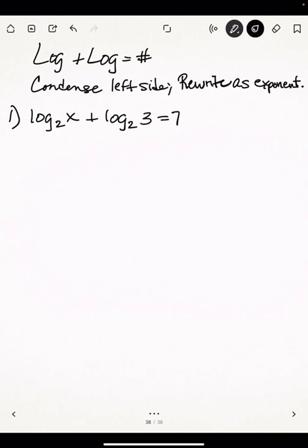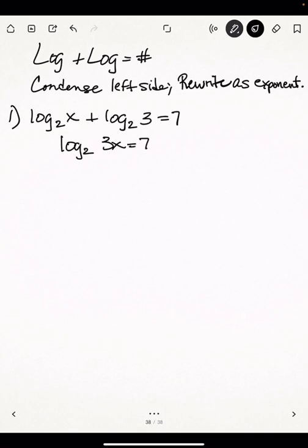All right, there we go. All right, so again, we're going to condense. So using our condensing rules, remember if we're adding, we're always going to, and since we're doing log plus log, we're going to be multiplying. So this now condenses to log base 2. And I'm going to put the 3 in front just because I like my number in front and then my letter in the back. So 3 times x equals 7.